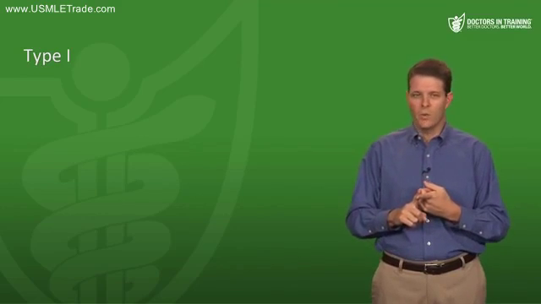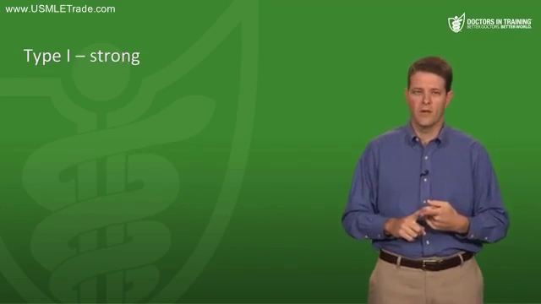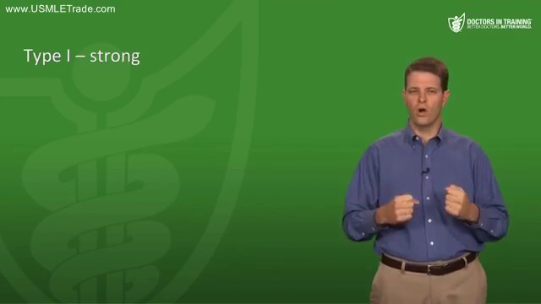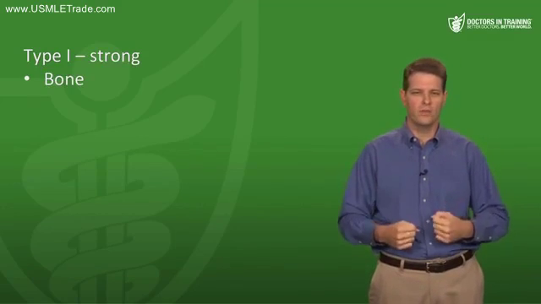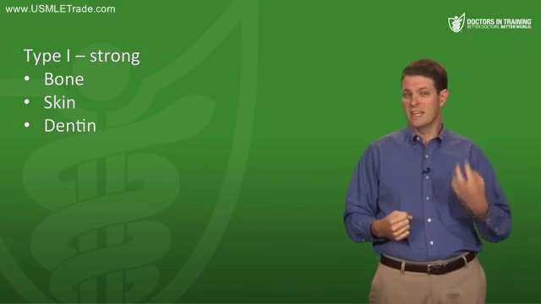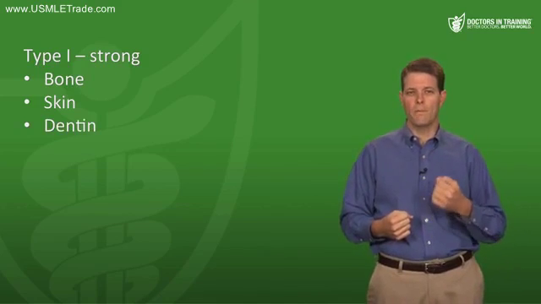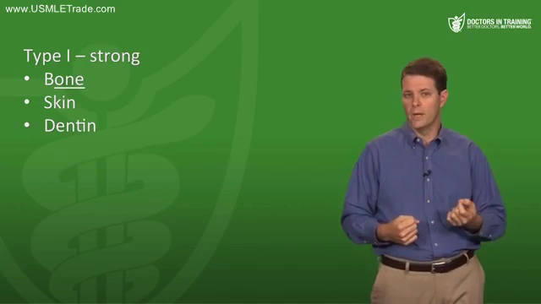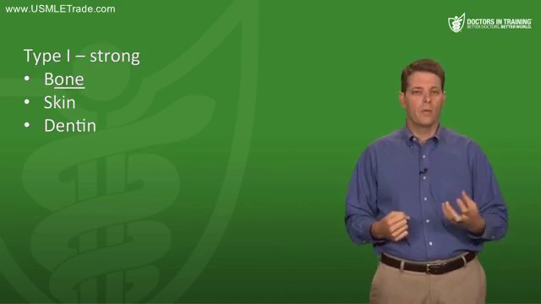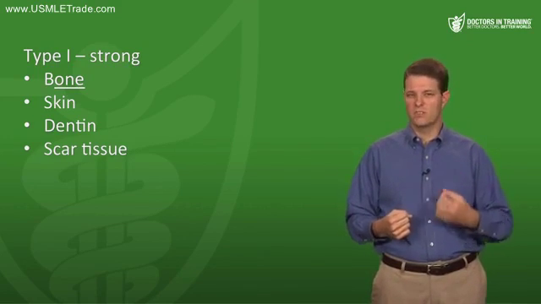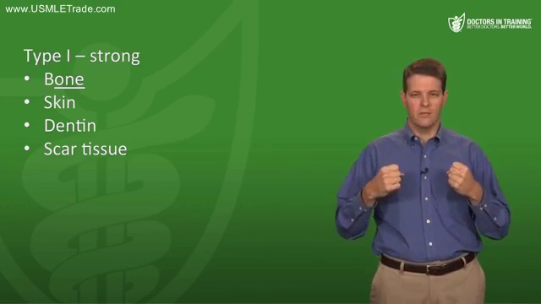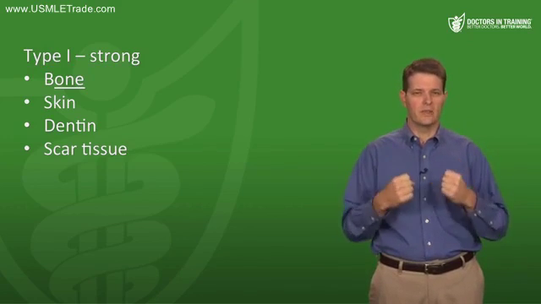There are actually almost 30 different types of collagen, but there are just 4 that you're most likely to be tested on. For type 1 collagen, I want you to remember the word strong. So we find type 1 collagen in strong structural tissues like bones and skin, and also the dentin of your teeth. So type 1, strong. You might remember that the word bone contains the word 1. Also wound repair, like scar tissue.